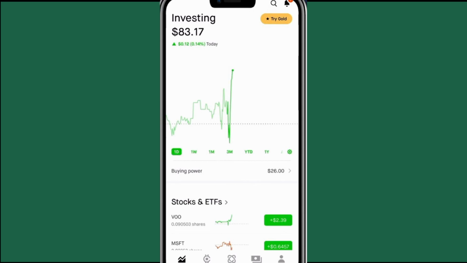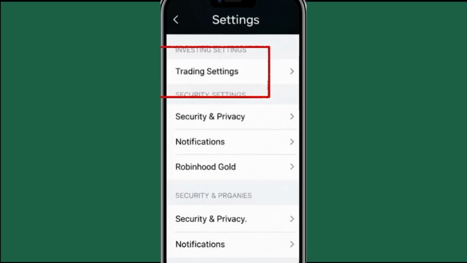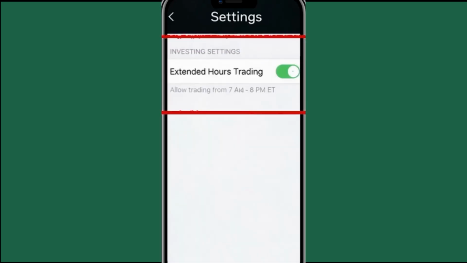First, open the Robinhood app, log in, and make sure the app is updated and your account is verified. To trade pre-market, you need to enable extended hours trading. Go to the Account tab, then Settings, then Trading Settings, and turn on Extended Hours Trading.